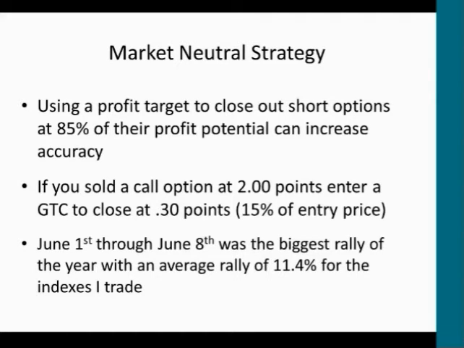So let's say you sold a call option at 2 points on Friday. What I do is I enter a GTC order, good till cancel, to close out that option I sold for 2 points, to close it out if it gets down to 30 cents, because that's 15% of the entry price. So the most you can make when you sell a 2-point option is 2 points. So I'll gladly close that out if I reach 85% of that profit potential.